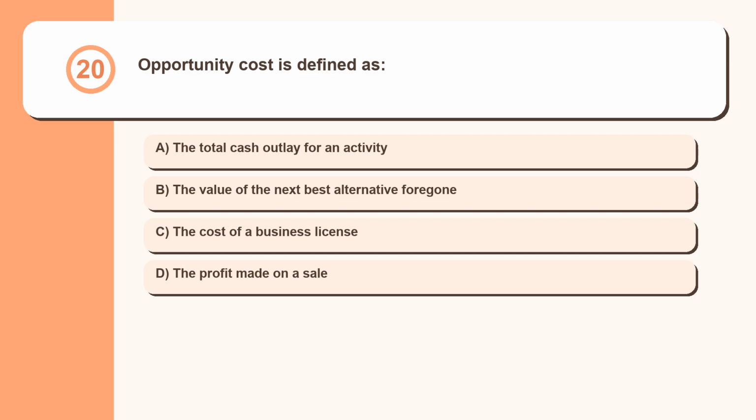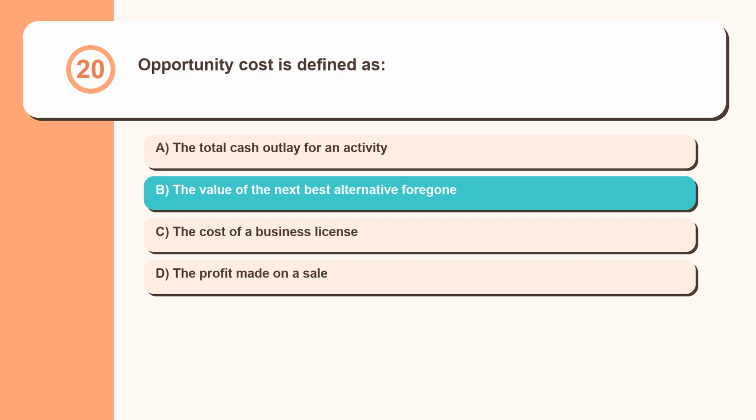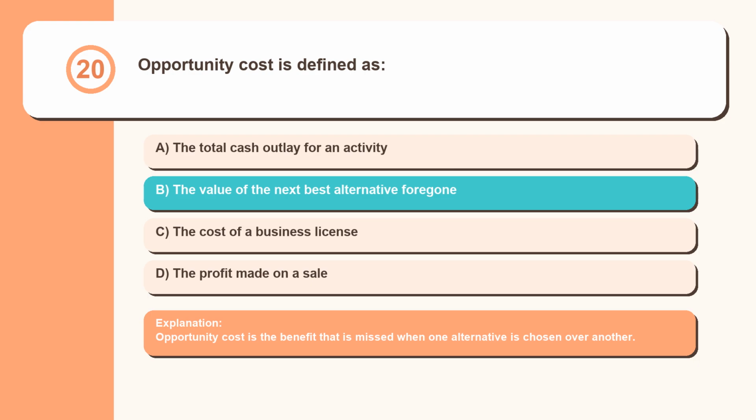Question 20. Opportunity cost is defined as the total cash outlay for an activity, the value of the next best alternative foregone, the cost of a business license, the profit made on a sale. Opportunity cost is the benefit that is missed when one alternative is chosen over another.